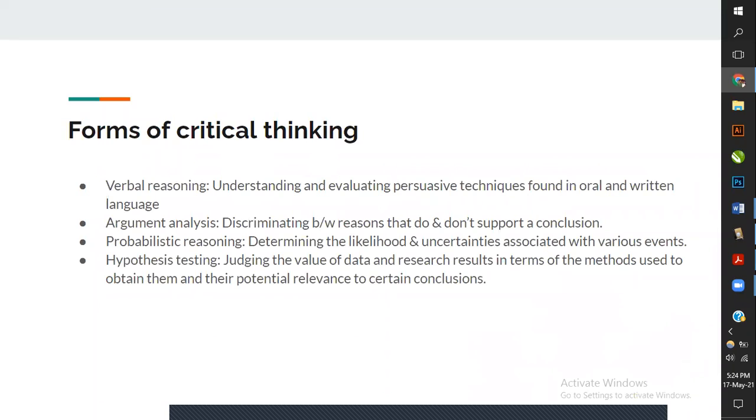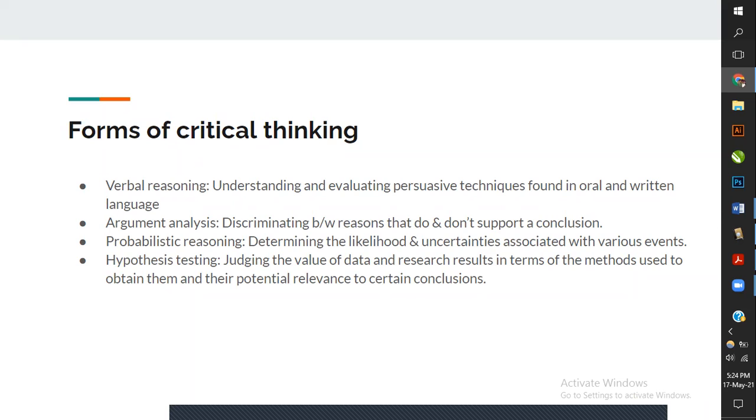Then we have the forms of critical thinking, where there are actually four of them: verbal reasoning, argument analysis, probabilistic reasoning, and hypothesis testing, where all of these forms are actually based on a specific aspect.